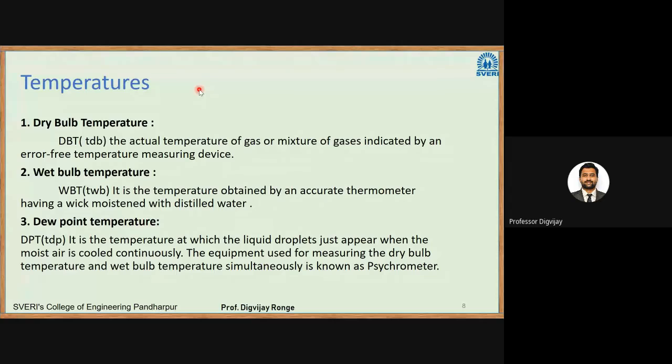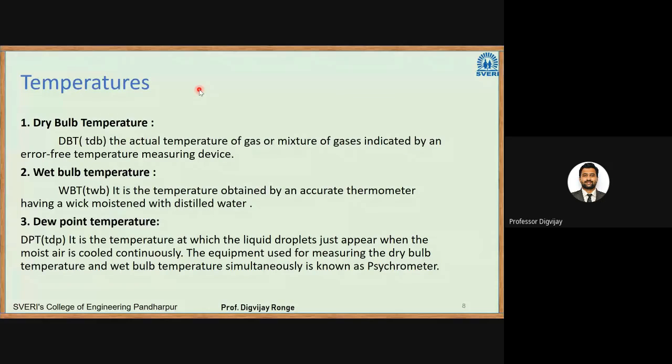Now, the thermometer contains Hg, that is mercury. If I cover the bottom portion of the mercury with a wet cloth, and swing it in the air to remove the excess water, what will happen is that due to evaporation of water, some energy will be extracted from the thermometer and there will be a temperature drop. Whatever temperature you get after that will be called the wet bulb temperature.